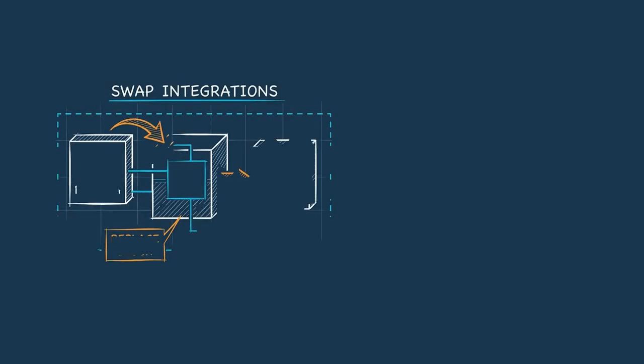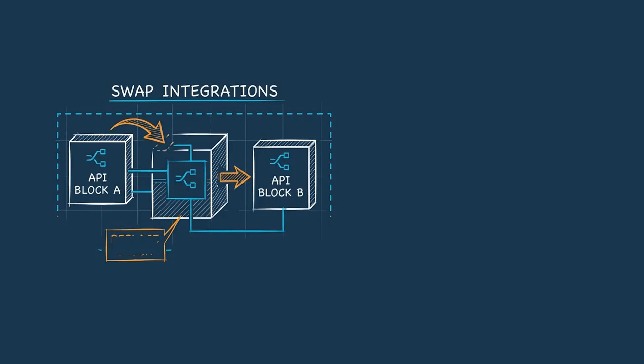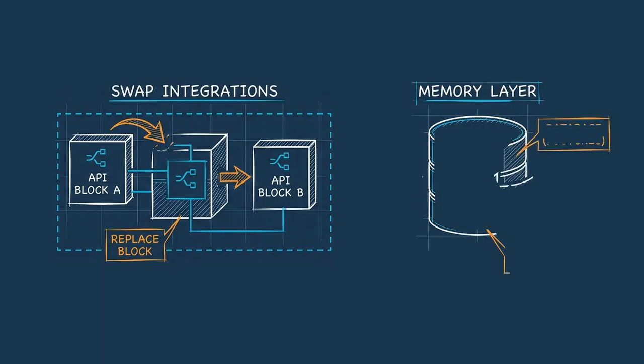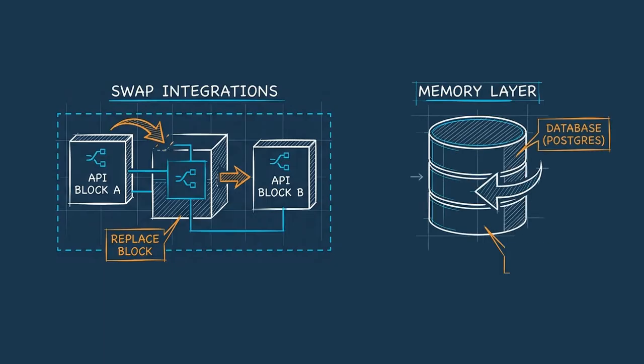Swap the HubSpot and Clearbit integrations for any data source your business uses. The agent and graph structure remains identical, only the tool definitions change. For more complex workflows, add a memory layer using LangChain's Postgres chat history to give agents access to prior session context across runs.